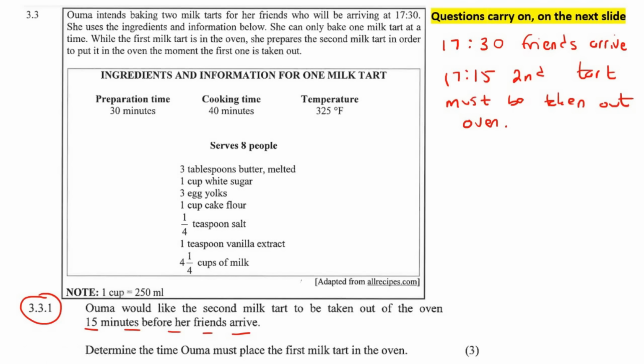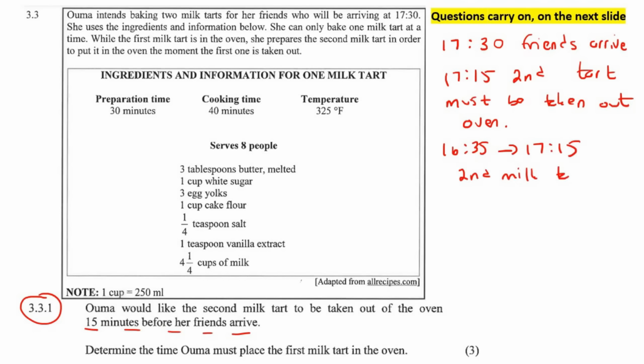Let's see. So what we can do now is we know that the cooking time is 40 minutes. Okay, so if we go 40 minutes before that, that'll take us to 16:35. You might just want to verify that with me. I'm just going to verify it as well. 16:35 plus 25 minutes would be 5 o'clock plus 50. Yeah. Okay, so what would have happened over there? We know that from 16:35 up to 17:15, the second milk tart is busy cooking.